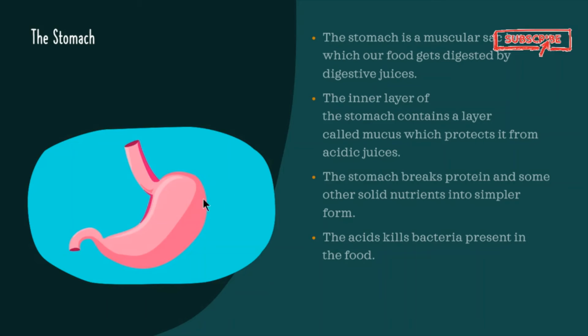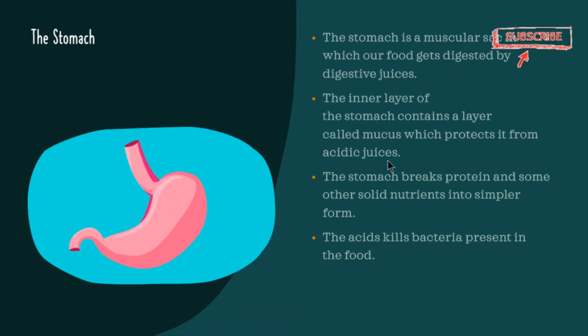The inner layer of the stomach contains a layer called mucus. This is the outer layer, but the inner layer, I hope you understand what exactly the inner layer is. There is a layer called mucus which protects the stomach from the acidic juices. The juices are acidic to break down the food, but they should not break down the stomach. So there's a layer called mucus to protect the stomach from acidic juices.